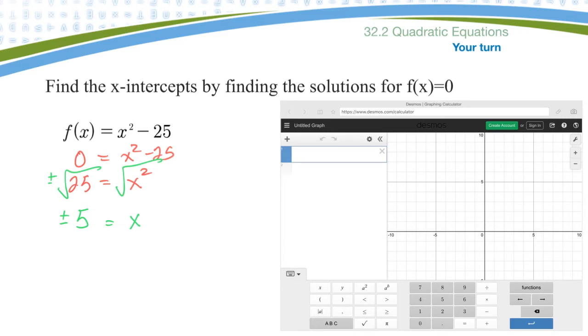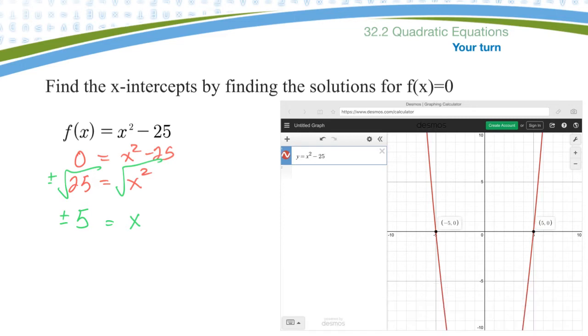Let's graph this in decimals and just see what that looks like. So instead of f of x, I use y is equal to x squared minus 25. There we go. So you take a look, and sure enough, at this point and that point where it crosses the x-axis, it's 5 and negative 5.